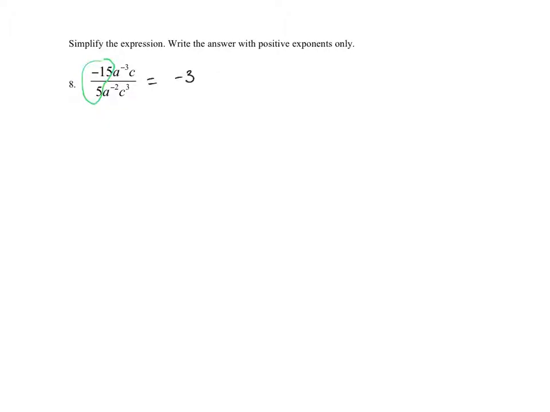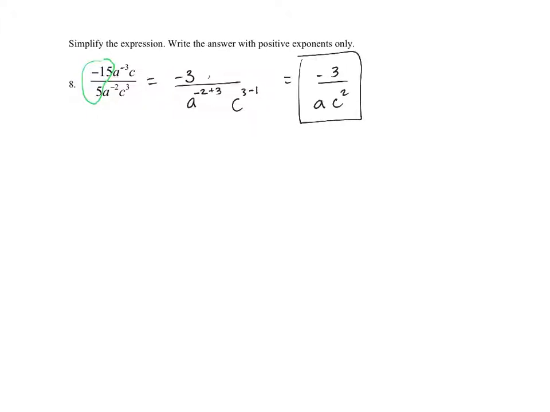And now I see that I have all these negative 3's on the top. They're going to come down and be positive down in the denominator. And then I have c cubed, and I'm going to subtract that c from the top. So we would get negative 3 over a times c squared.